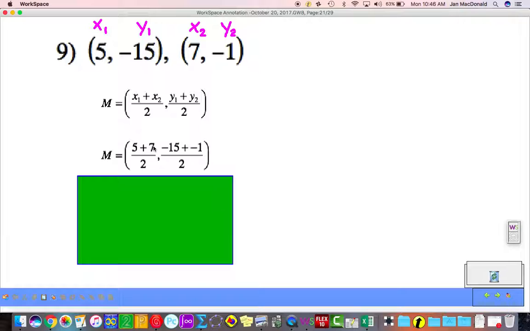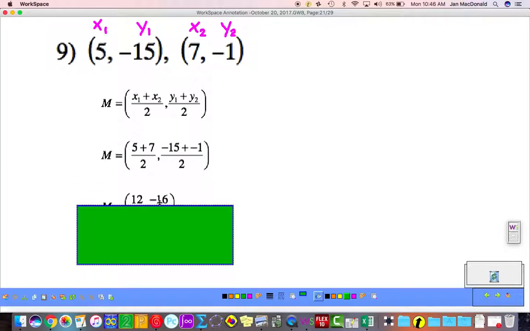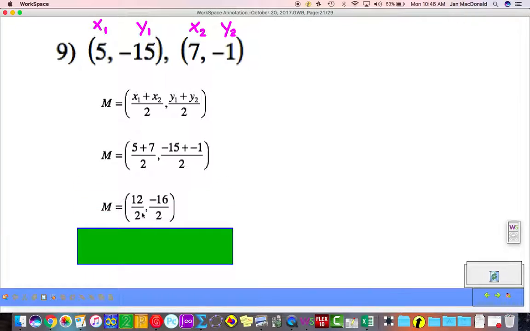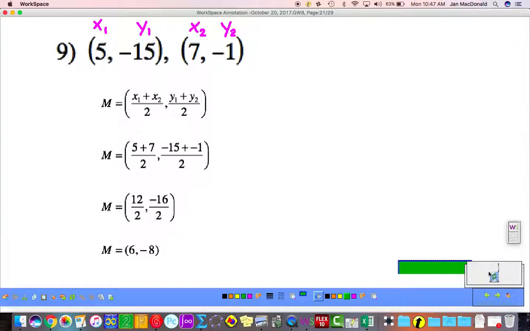5 plus 7 is 12. -15 plus -1 is -16. So now the midpoint is 12 divided by 2. That's the x value. And -16 divided by 2. So the midpoint would be (6, -8).